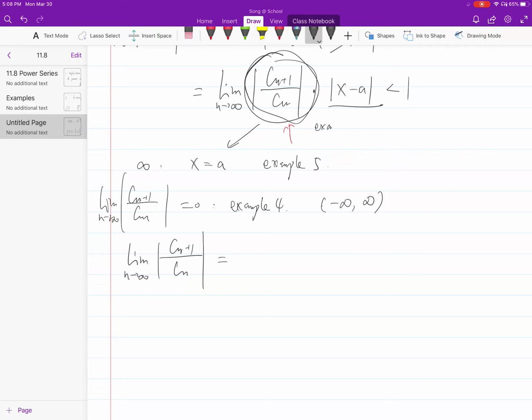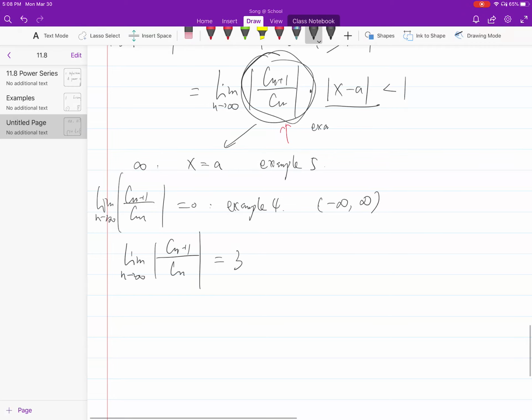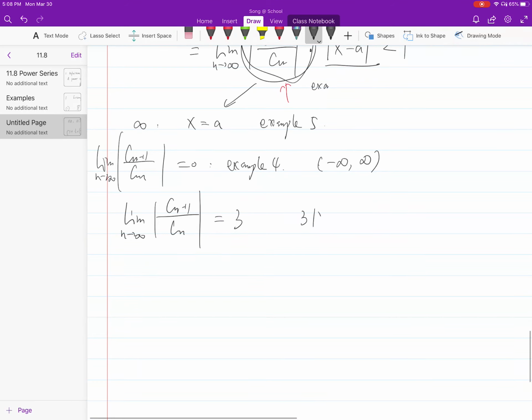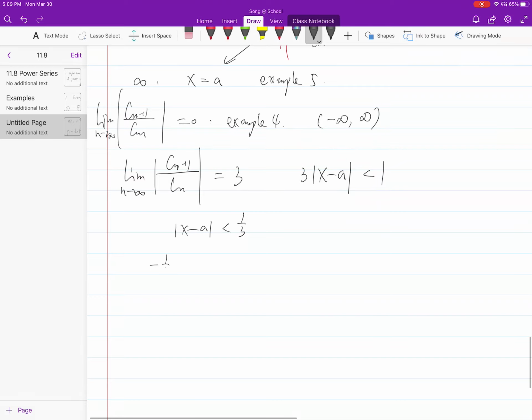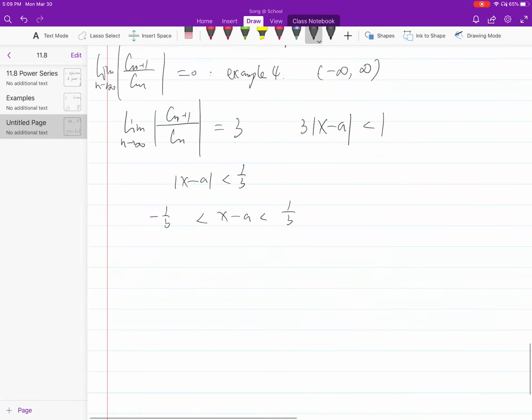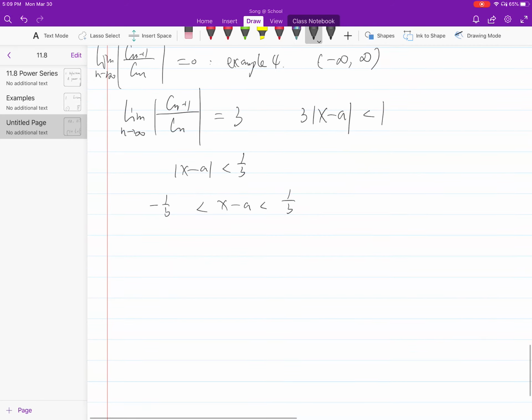Number 3, this one is going to be a number. Let's say this one equals 3. Then what you're going to have is 3 times x minus a. That's that one. What you're going to do is try to solve this one. So it's going to be x minus a less than 1/3. And the way to solve this one is always give a negative less than this and give a positive. Then your final answer is going to be a minus 1/3 less than x less than a plus 1/3.